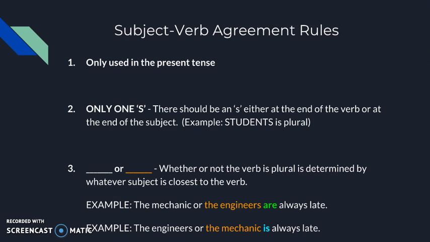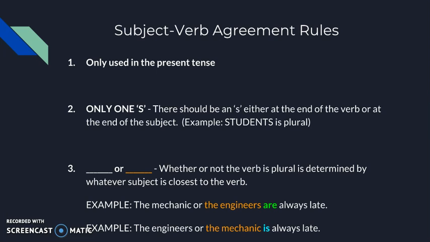The third rule mainly goes over the subject of "blank or blank." The subject can either be singular or plural depending on what is closest to the verb. An example of this is "the mechanic or the engineers are always late." The mechanic or the engineers is all one subject with many subjects within it. The first is the mechanic, which is a singular subject, and the other is the engineers, which is a plural subject.